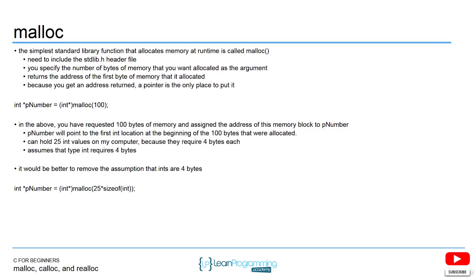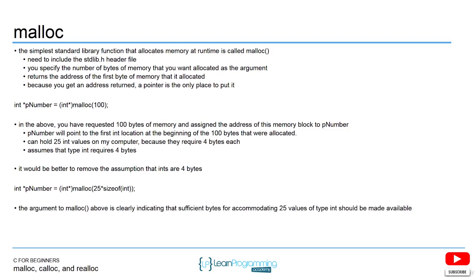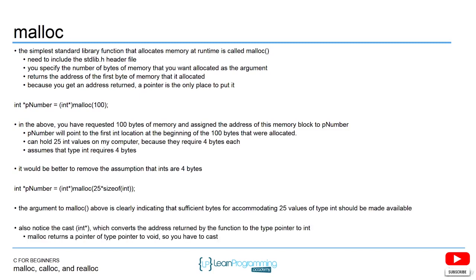The sizeof operator is really important when you're allocating memory using malloc or using calloc or realloc. You always want to use the sizeof operator for the type that you're allocating, and then multiply that by how many you want. So if you want to store 25 ints, you do 25. So the argument to malloc above is clearly indicating that sufficient bytes for accommodating 25 values of type int should be made available. Also, as I mentioned, notice the cast.